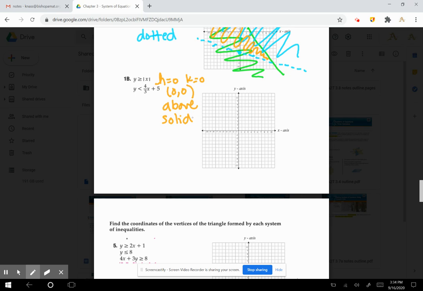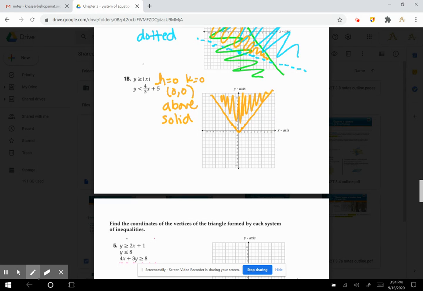So let's keep going. 0, 0, up 1 over 1, up 1 over 1. So I have a solid line. That looks like that. Again, we should be using graph paper. It should be accurate. All that good information. Okay, let's keep going. y is greater than. So that means above the line, which means above the V. Let's go to our next one.